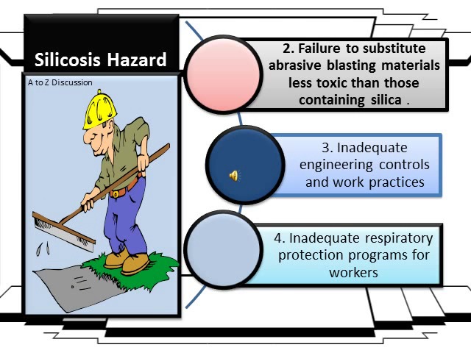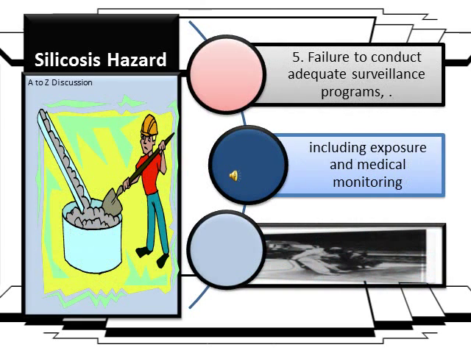Number 2, the failure to substitute abrasive blasting materials that are less toxic than those containing silica. Number 3, there are inadequate engineering controls and work practices. Number 4, inadequate respiratory protection programs for the workers involved in the project. Number 5, there is a failure to conduct adequate surveillance programs, including exposure and medical monitoring procedures.